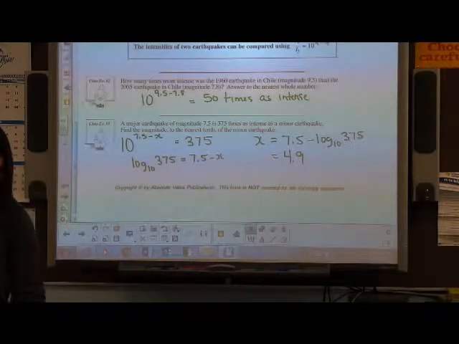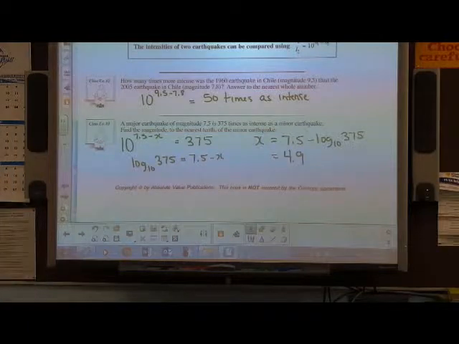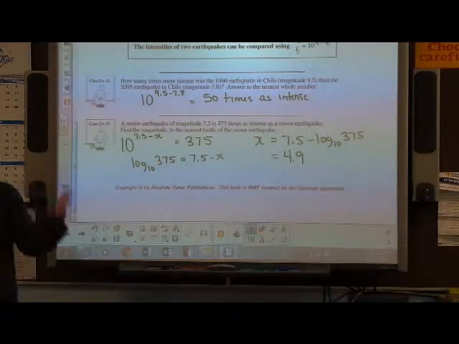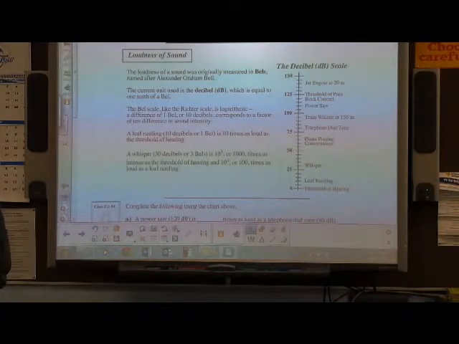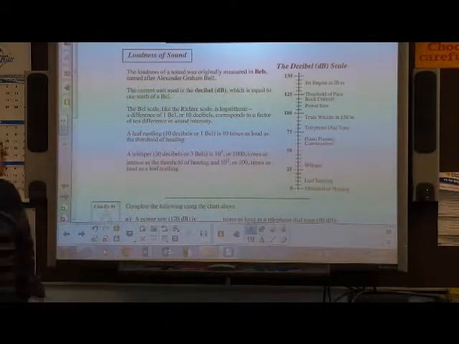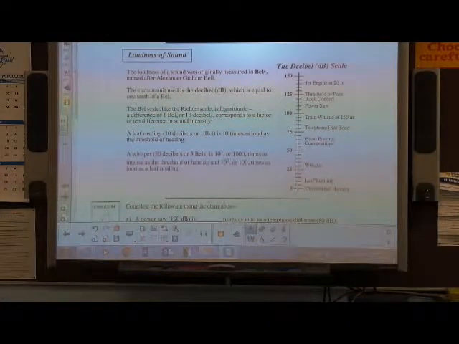The decibel and the pH scales are the other two scales that we're going to look at. They basically are the exact same. We're doing the exact same thing each time. So the Bell scale is a measurement for loudness of sound. It's originally measured in bells, but the current measurement that we use is a decibel, which is equal to 1/10 of a bell.